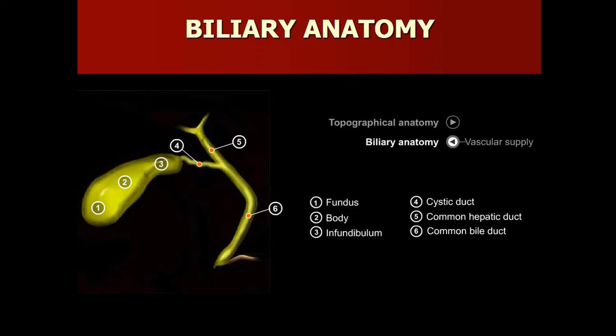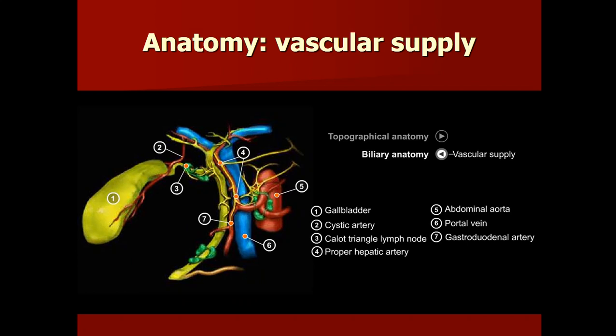As far as you know, there is a gallbladder that has fundus, body, and infundibulum. Then comes the cystic duct. This cystic duct connecting with the common hepatic duct forms the common bile duct, or choledochus. On this picture you can see how blood supply and lymph nodes are located around the biliary tree.